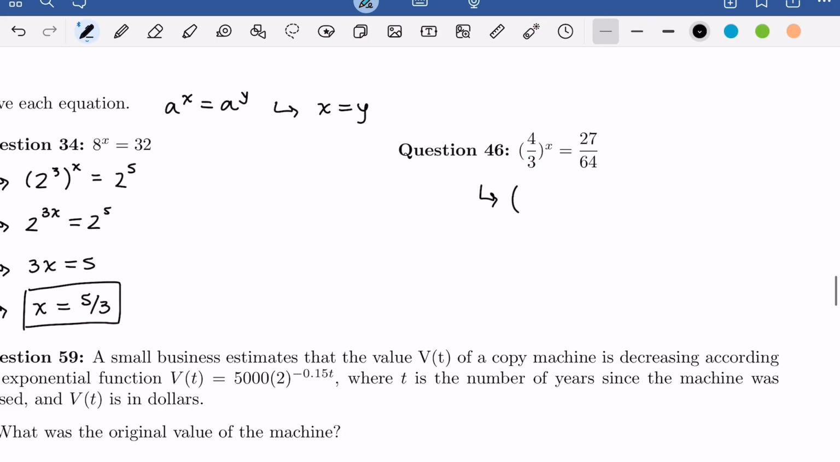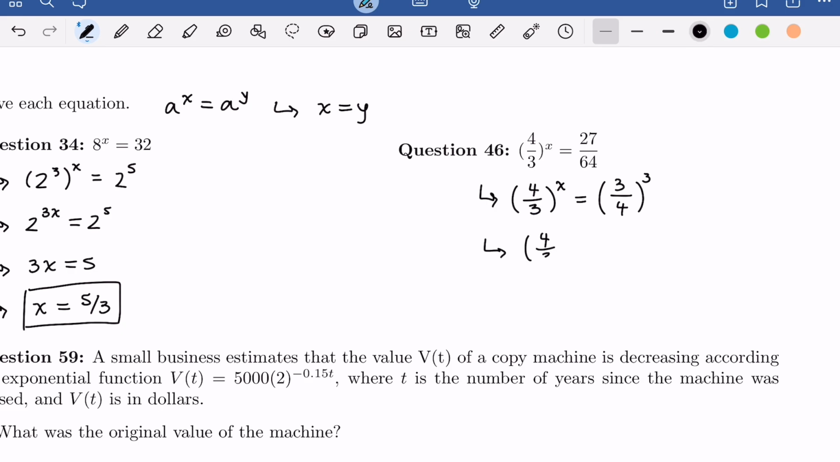So we're going to have 4/3 to the x on the left-hand side, and then we're going to try to rewrite these as exponentials. Now notice 27 can be written as 3 cubed, and 64 can be written as 4 cubed. So we can rewrite this as 3/4 cubed. Now, we don't have the same base on both sides, so we are not able to use this property just yet, but we can use our negative exponent rules to rewrite the right-hand side.